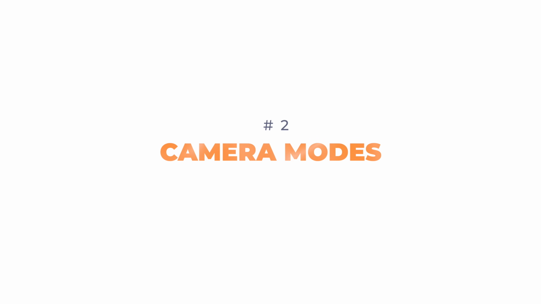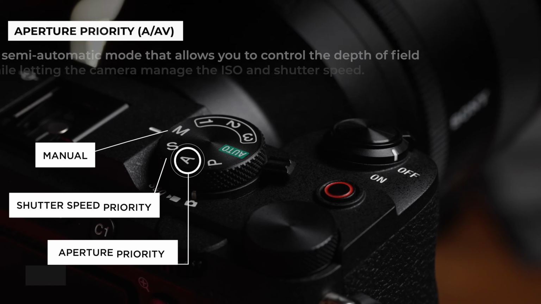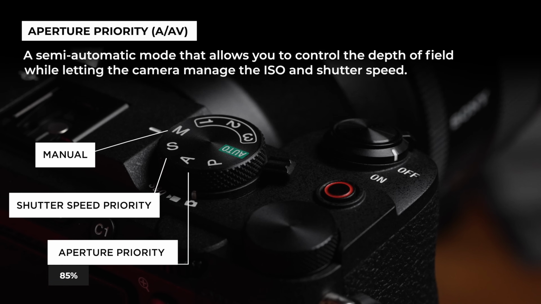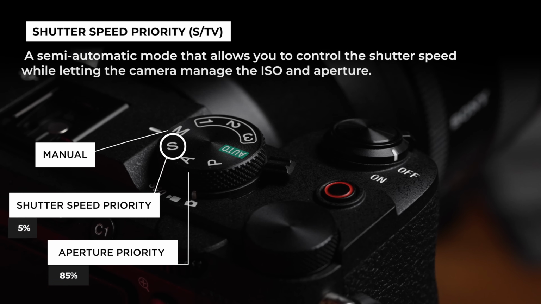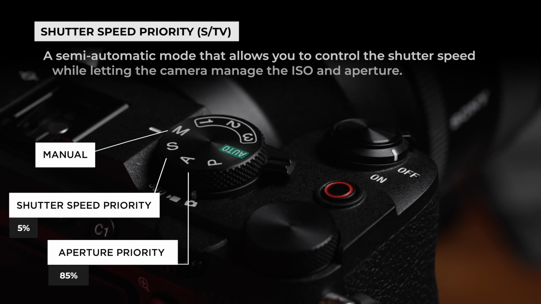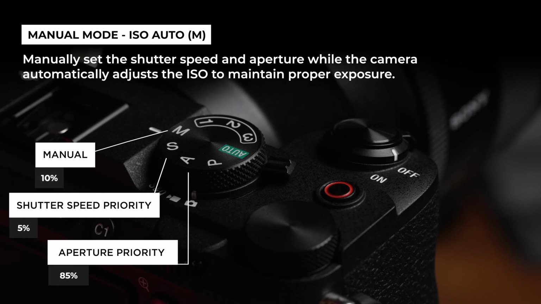But now we're going to move on to the second part, which is which camera mode am I using? We have M, S, A, and P. I'm going to be 85% of the time in aperture priority, 5% of the time in shutter speed priority, and 10% of the time in manual mode.